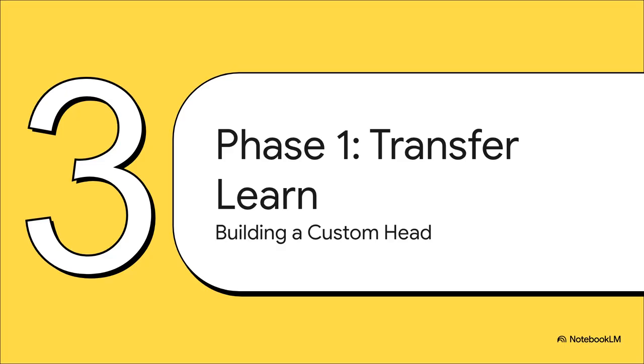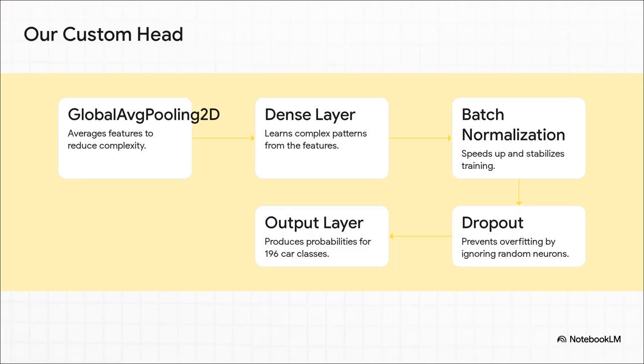All right, our data is prepped and ready to go. Now it's time for phase 1, transfer learning. The plan is beautifully simple. Load up the pre-trained InceptionV3 model, lock down all of its existing layers, and then bolt our own custom-built classifier right on top. This new custom head is where all our specialized learning is going to happen.